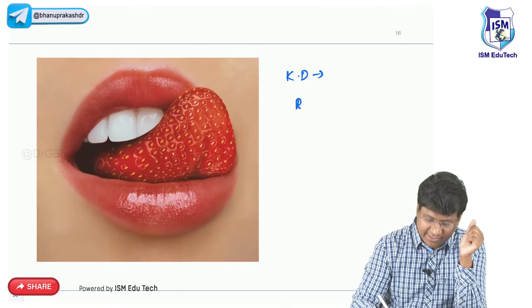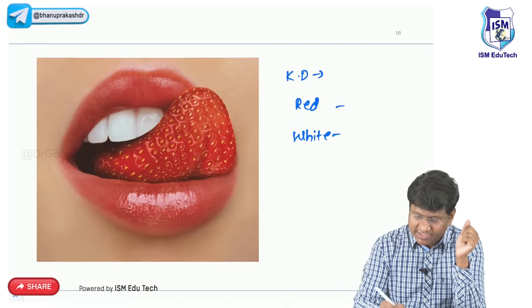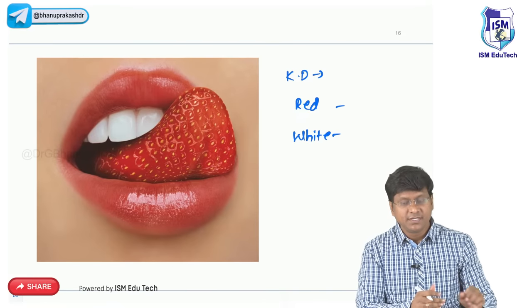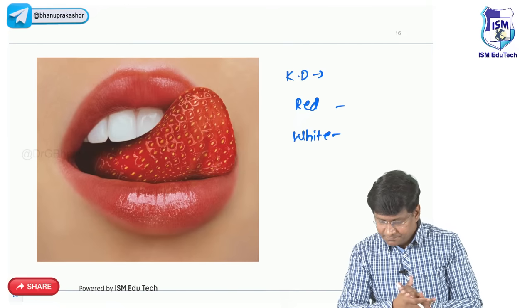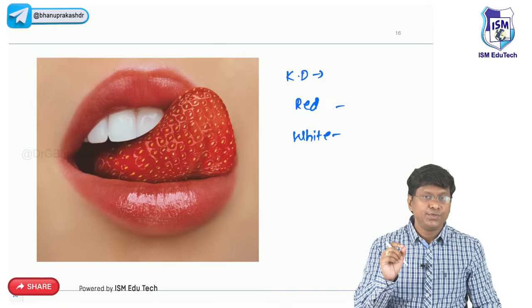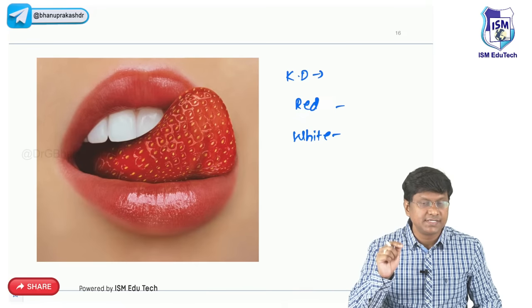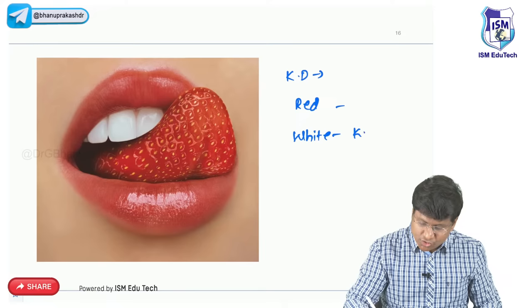Now, I just want to ask you a quick question: in Kawasaki, what type of strawberry tongue will you have? Is it a red strawberry tongue or a white strawberry tongue? What will you have in case of Kawasaki disease? Any one of you? Yes. Okay. In Kawasaki disease, the strawberry tongue that you will have is the white strawberry tongue.